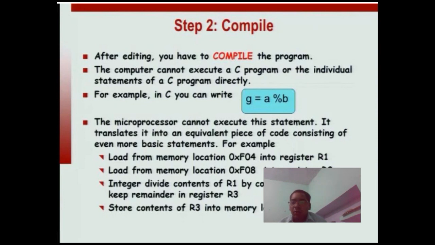For example, let us say that in C you write G = A % B. The percentage operation stands for modulo. So this statement says that you take A modulo B and assign it to the variable G. Now the processor in the computer cannot execute this statement because it does not understand the C programming language. So it translates it into an equivalent piece of code consisting of even more basic instructions.